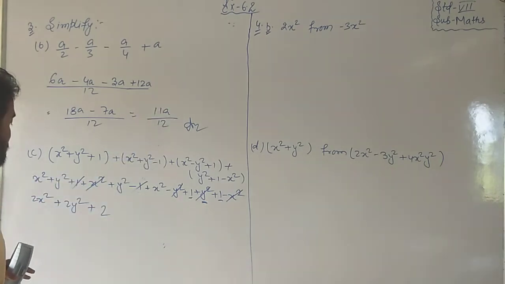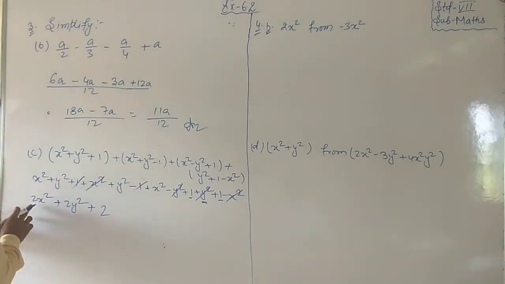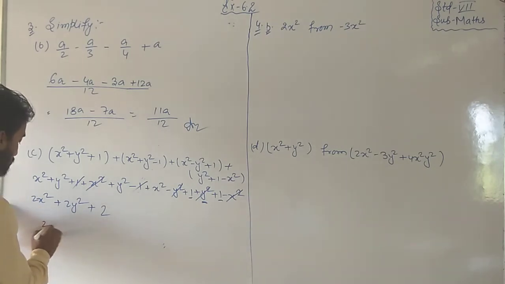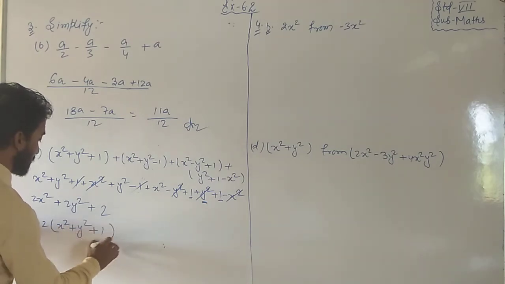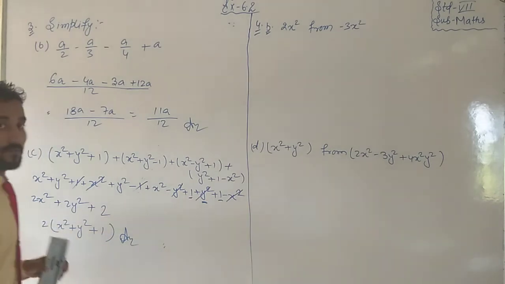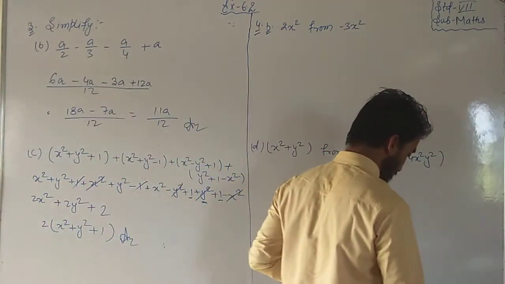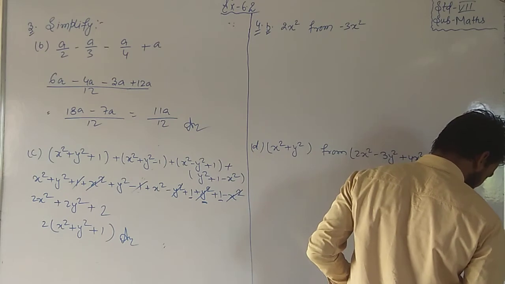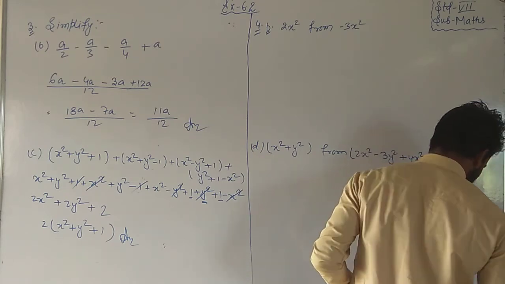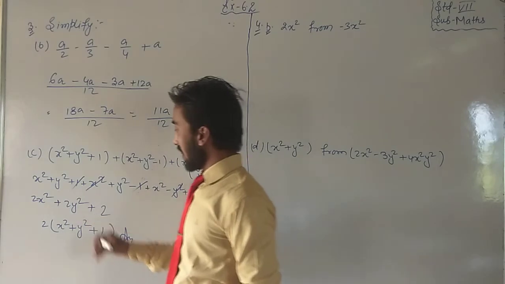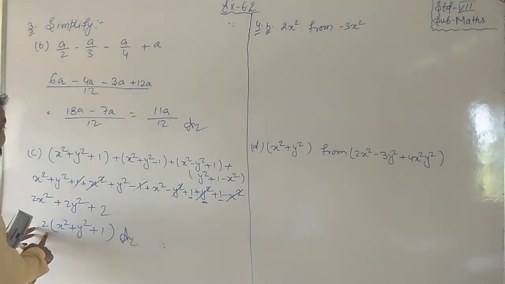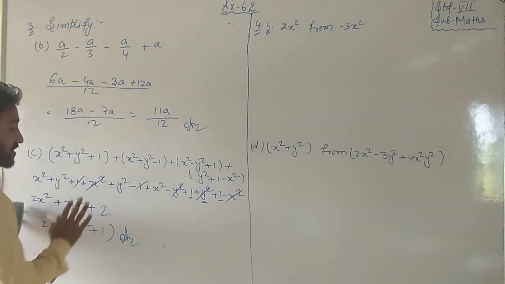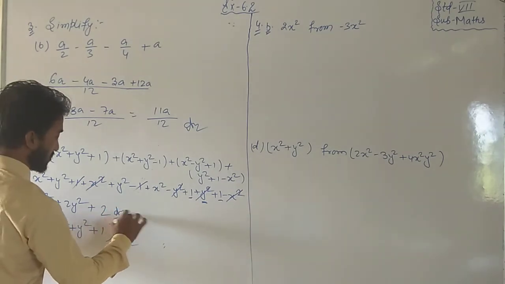Is there anything else, students? No. We can see, students, 2 is common in all terms. So take 2 common: x square plus y square plus 1. It will be your answer. Students, either you can take 2 as common, otherwise you can leave it here also. It may also be your answer.